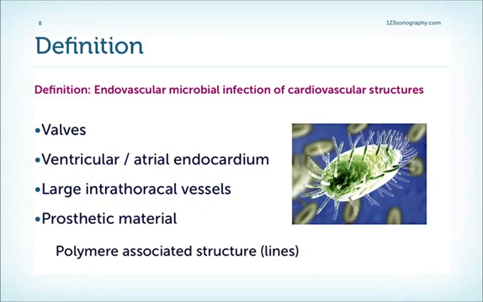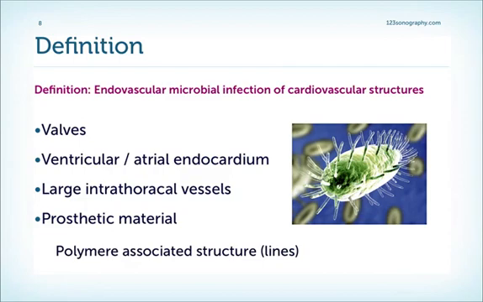But before we see echo images of endocarditis, I want to say a few words about the pathophysiology of endocarditis and also about the incidence, how frequently it occurs, so that you get a better feel for the magnitude of the problem. In addition, I want to talk about the mortality and then also on how echocardiography can help us to diagnose this disease. The true definition of endocarditis is an endovascular microbial infection of cardiovascular structures.